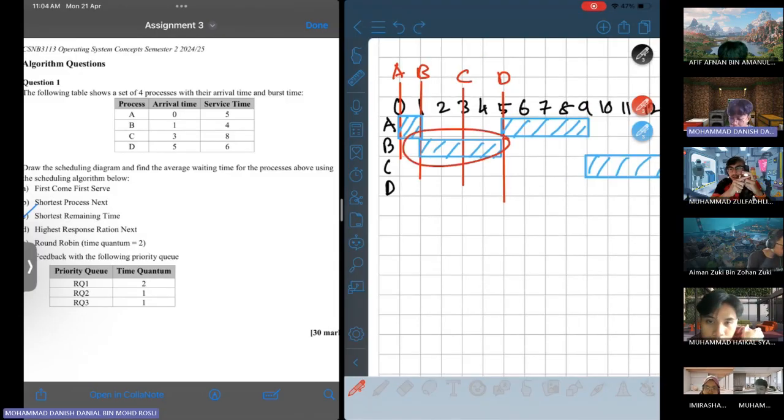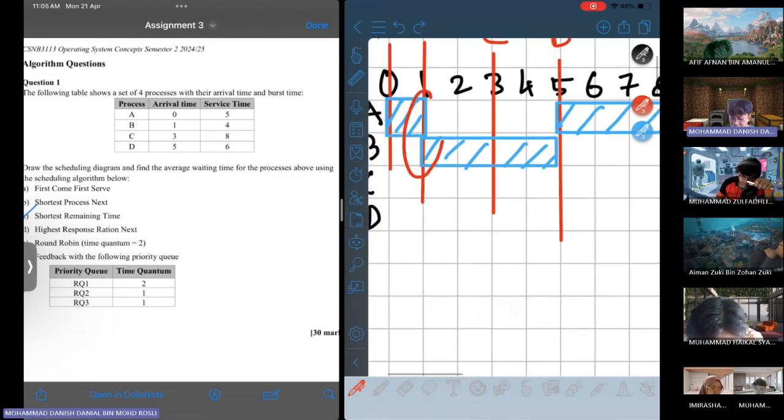Macam ni total dia 4. Kalau yang ni total dia 5. So dia akan fokus on more the shorter one. So dia interrupt tu berlaku kat sini.